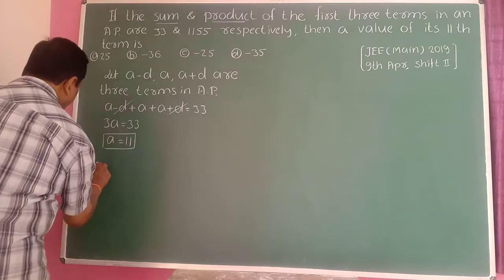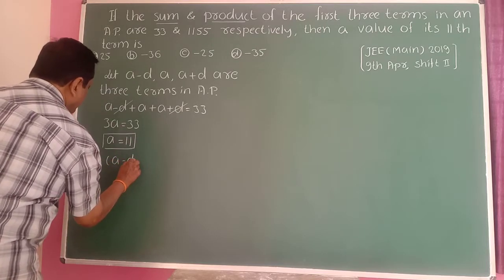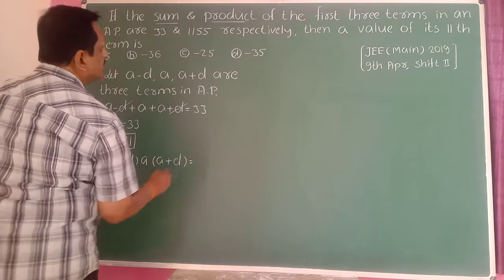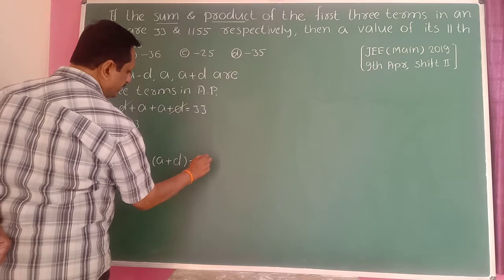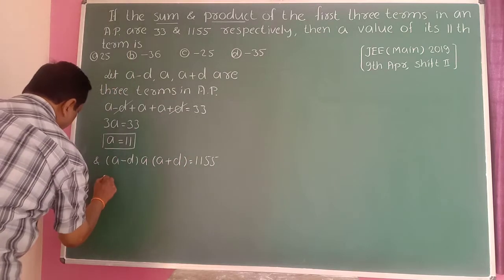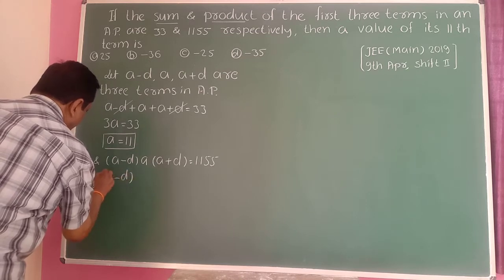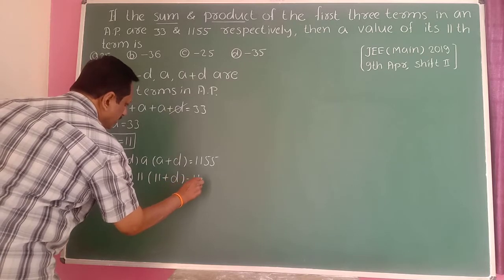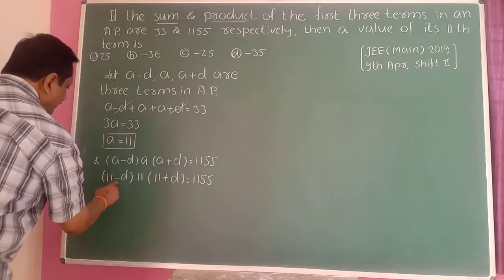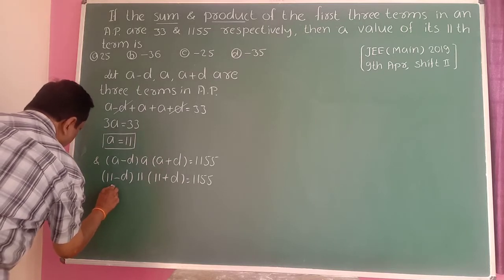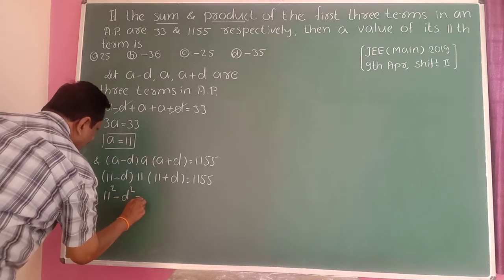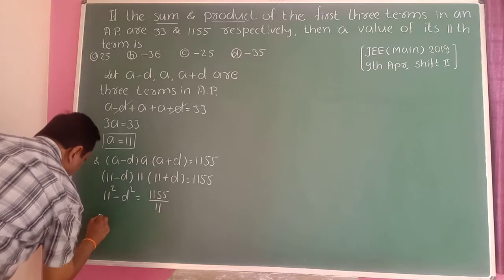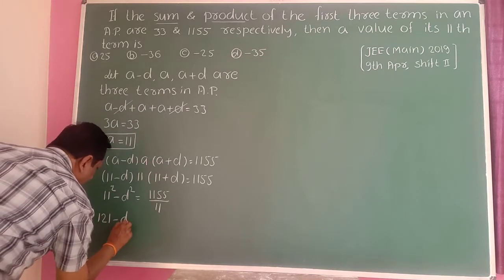And the product: a minus d into a plus d is equal to 1155. The value of a is 11 here. So 11 minus d into 11 plus d is equal to 1155. Then this into this becomes 11 square minus d square is equal to 1155 divided by 11.